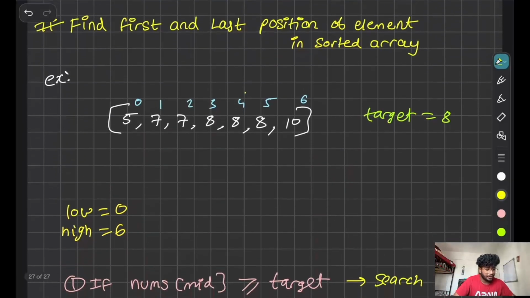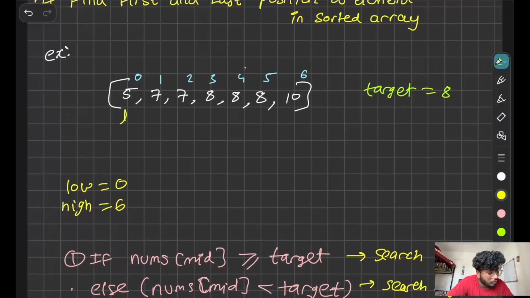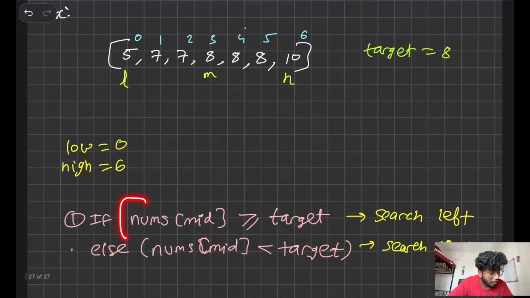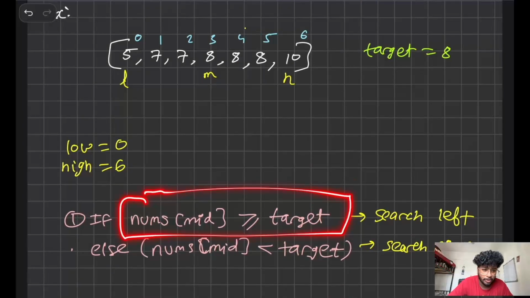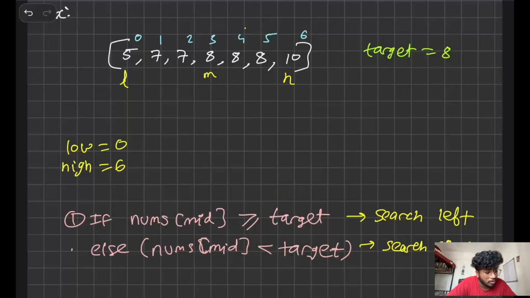So let's do it here. As our low was this, high was this, mid was this. I saw that I'm equal to target now. So I'm equal to target. What I'll do, this condition holds. Now nums of mid is greater than or equal to target. I found my occurrence, but I'm checking is there any more occurrence to the left. So I would search left now.